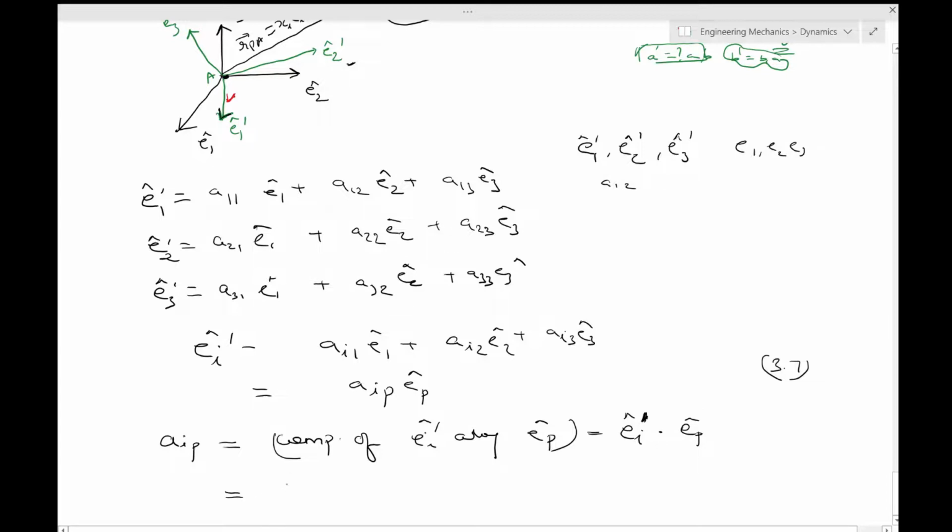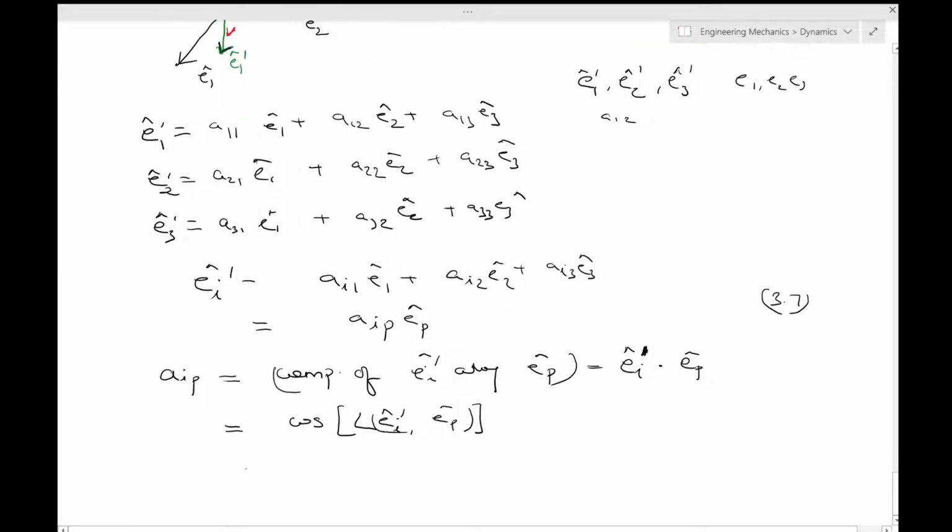Or this can also be written as the cosine of the angle between ei dash and ep. This is called the direction cosine of ei dash with respect to ep.